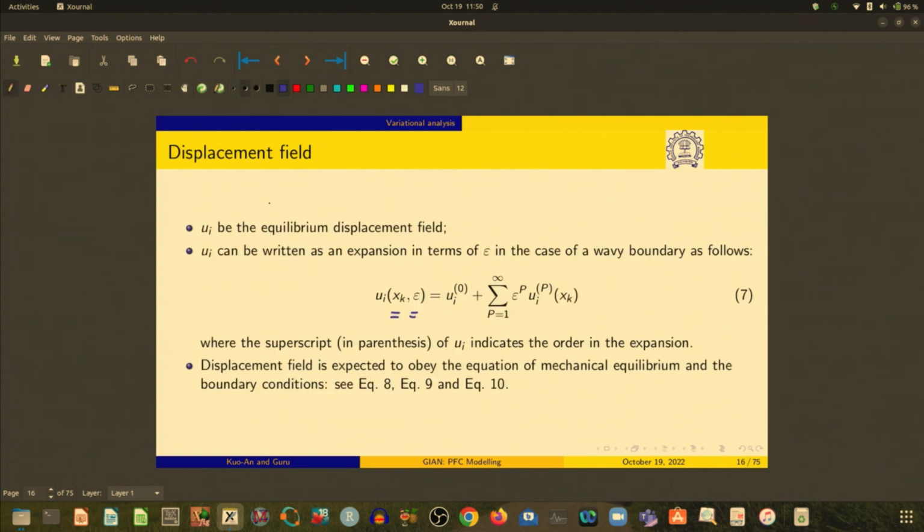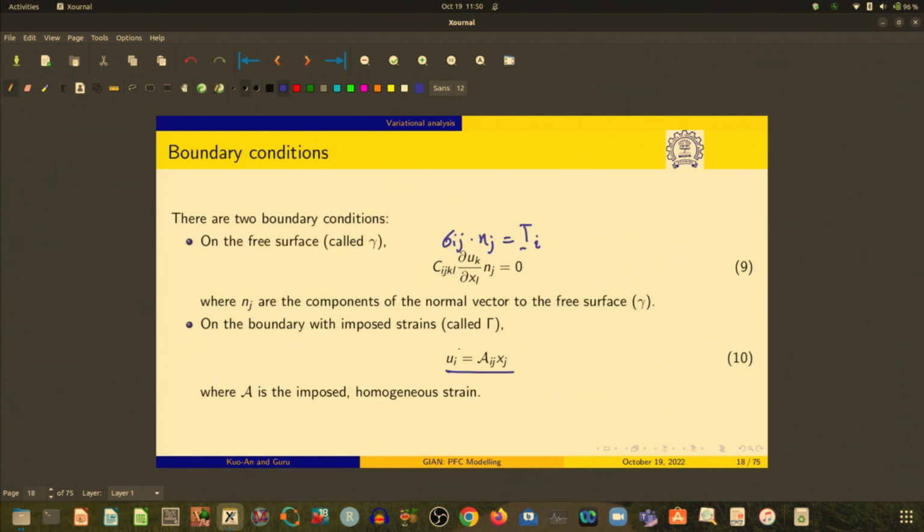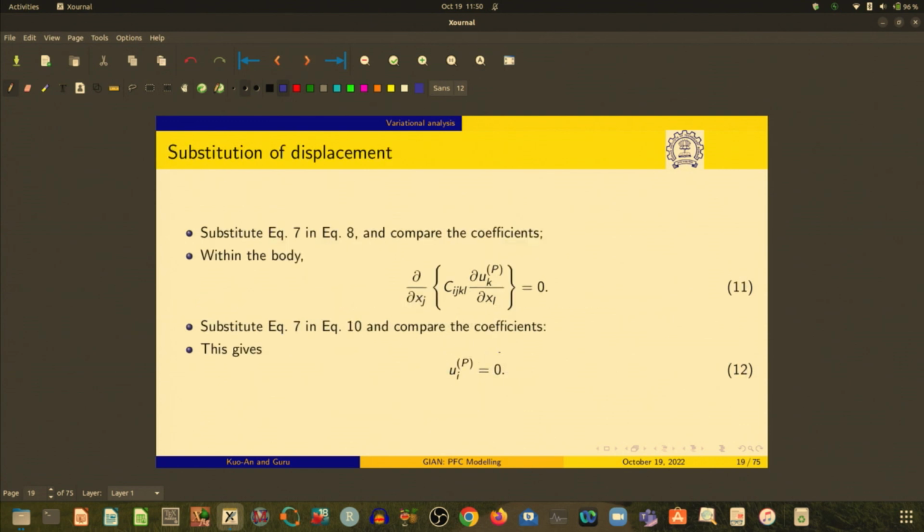What I have is ui. Now, if I substitute for ui, this ui 0 plus summation p equal to 1 to infinity epsilon p ui p xk, you look at the terms: aij xj will give you ui 0, and all the epsilon powers will be 0 because on the other side there are no powers of epsilon. So, that is how we get this solution: using this displacement boundary condition, if you substitute, you will find that uip are uniformly 0.